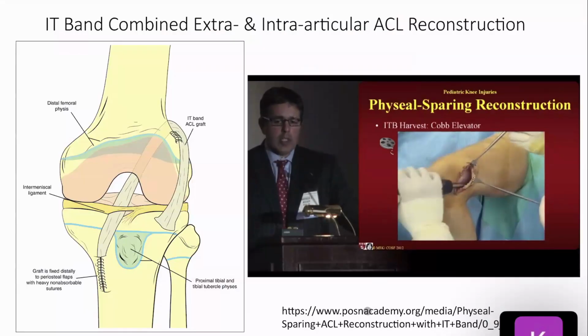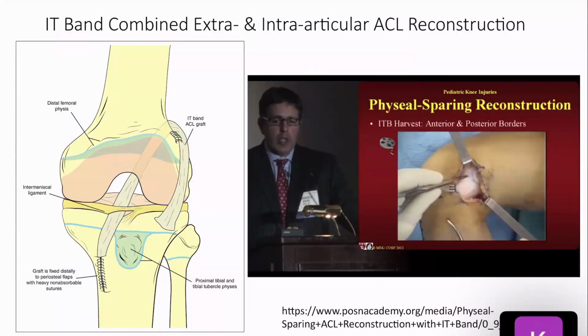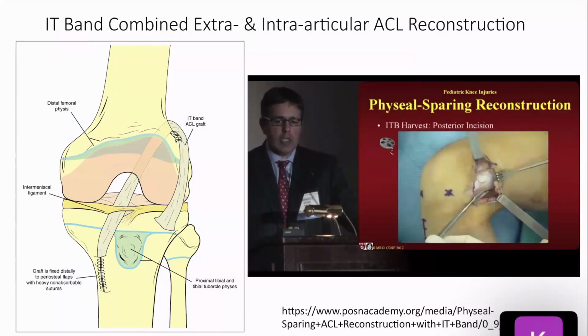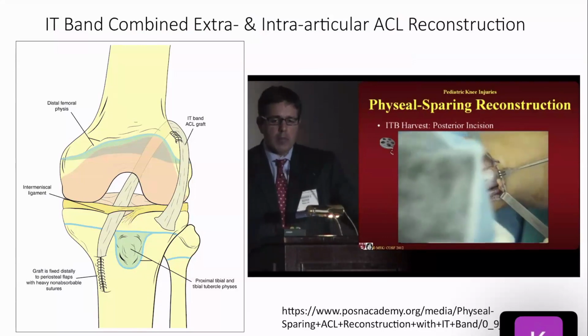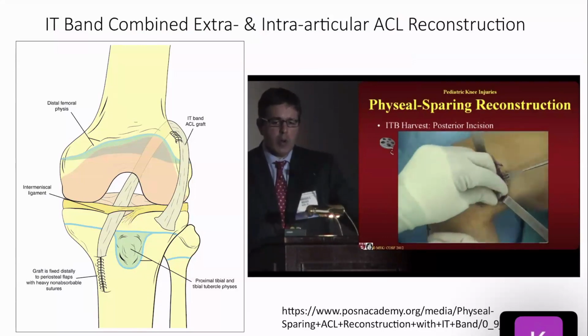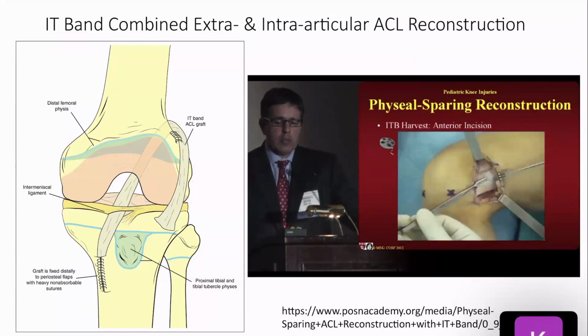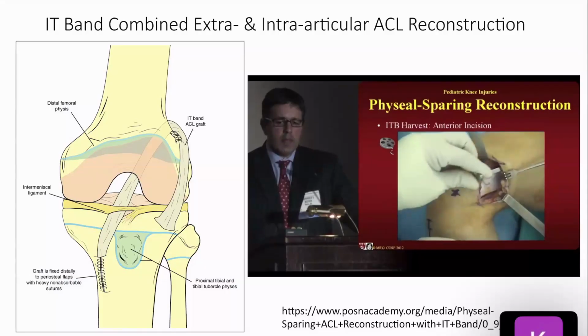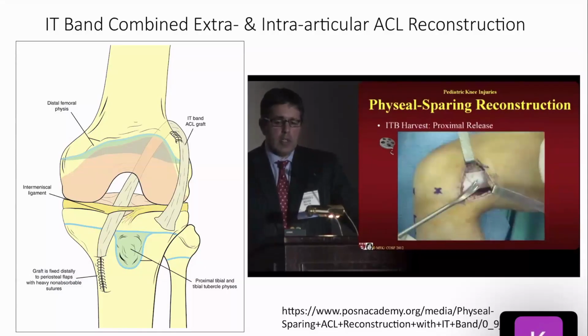That's okay. Okay, so this is a physeal sparing ACL reconstruction. This was first developed in the 1970s and was described in the literature in the early 1980s, and has been modified over the years. So this particular technique shown here is Dr. Coker's. He's showing the combined extra and intra-articular ACL reconstruction using the IT band as an autograft. This was developed by Dr. McIntosh in the 1980s, and later modified and popularized by Dr. McKaylee and Dr. Coker in the early 2000s.